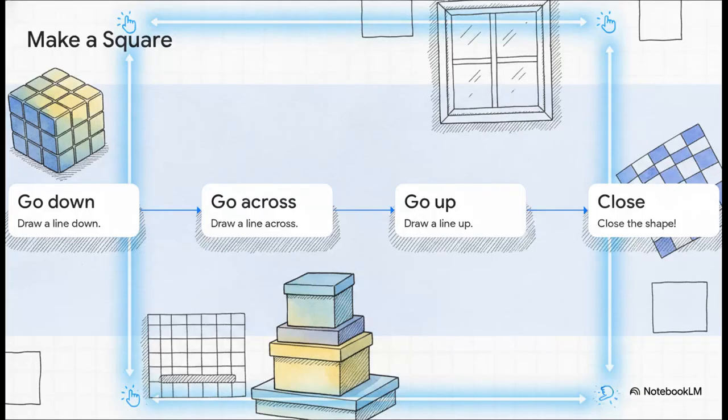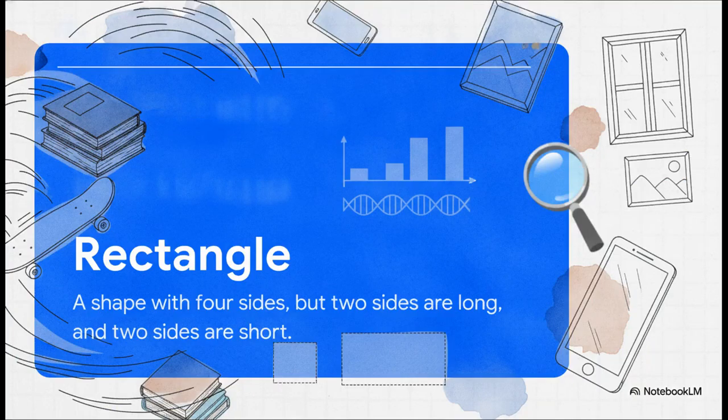To map out this strong shape, take your finger again. Go down, go across, go up, and close. 4 equal sides perfectly enclosing the space. You just engineered a perfect square. Next, sliding into the party is the rectangle. Now the rectangle shares a ton of DNA with the square.